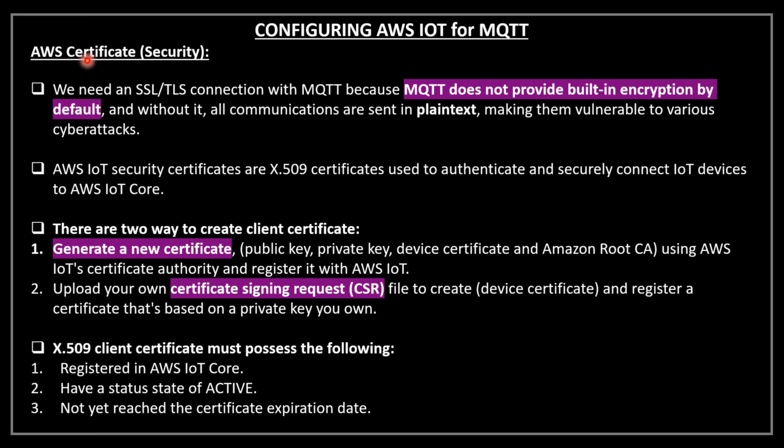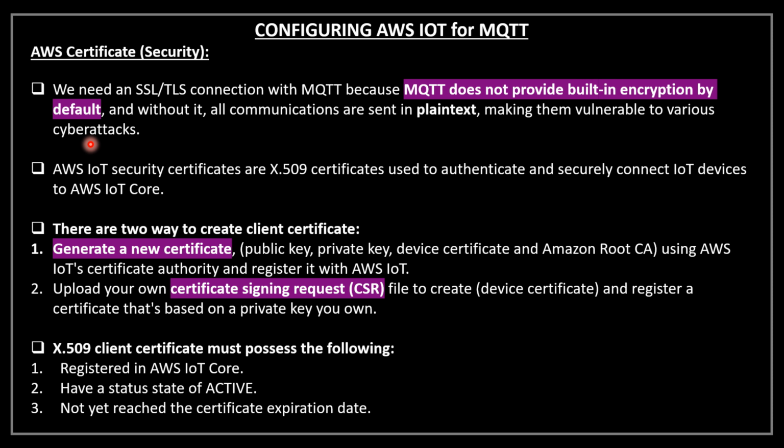The next feature that we have to configure is the AWS certificate. We need an SSL/TLS connection with MQTT because MQTT does not provide built-in encryption by default, and without it, all communications are sent in plain text, making them vulnerable to various cyber attacks. MQTT relies on the TCP/IP protocol for data transmission. By default, TCP communications are not encrypted, which means any party with access to the network traffic can tamper with data or read secure information like passwords.